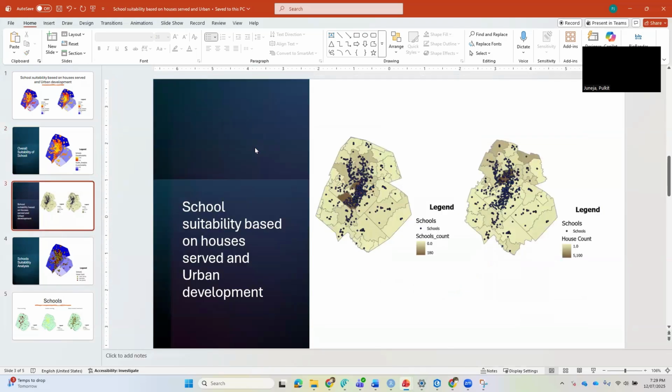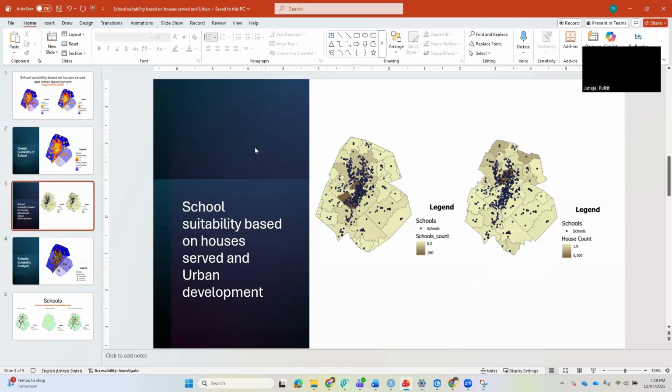Then we have the school suitability based on houses served and urban developments for individual school districts. Earlier we were looking at the individual school level. Now this is for the individual school districts. The map on the left hand side shows the number of schools in individual school districts. You can see that one of those is really dark, which has around 180 schools in that particular school district compared to the other ones, which may or may not have any schools in that particular district.